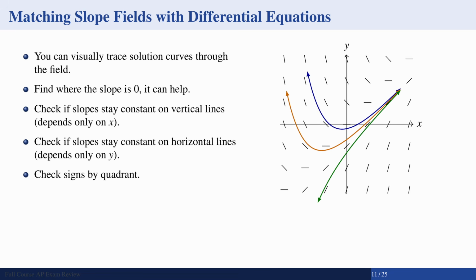Another thing you can do is check the signs by the quadrant that you're in. So for example, in the first quadrant, x and y are both positive, see what happens. Then in the second, x is negative, y is positive, etc. That's a very powerful technique.